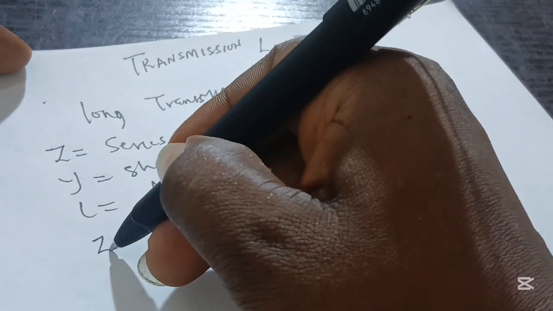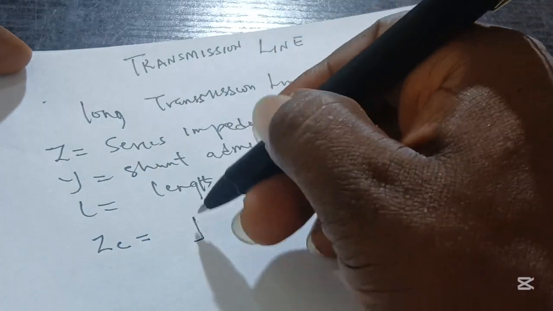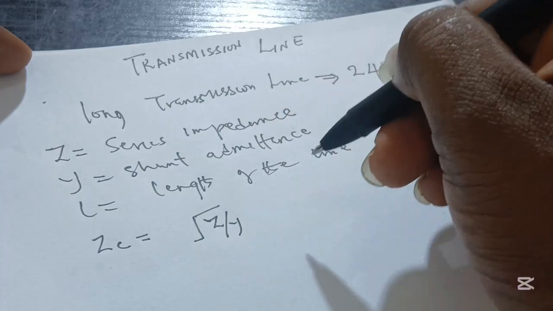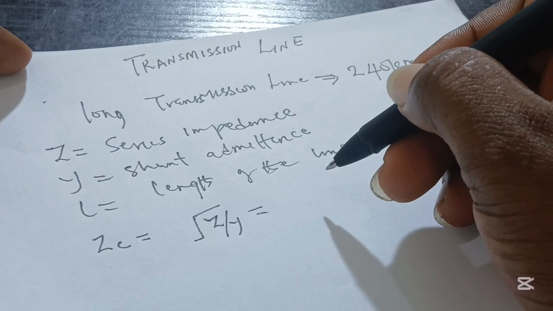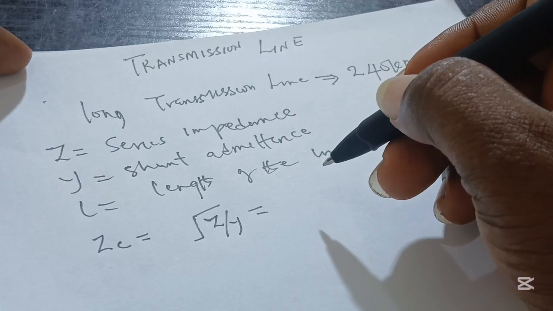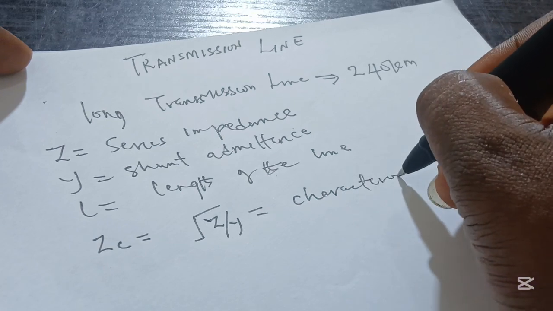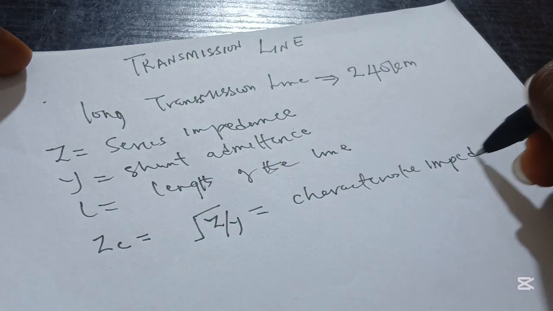And we also express ZC as the square root of Z divided by Y, and that is what we call characteristic impedance.